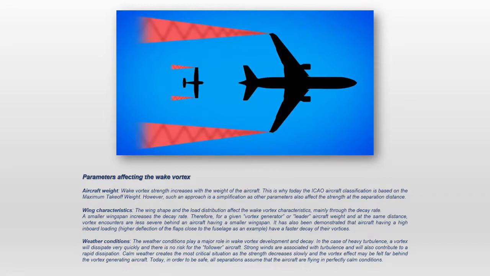Weather conditions. The weather conditions play a major role in wake vortex development and decay. In the case of heavy turbulence, a vortex will dissipate very quickly and there is no risk for the follower aircraft. Strong winds are associated with turbulence and will also contribute to a rapid dissipation. Calm weather creates the most critical situation as the strength decreases slowly and the vortex effect may be felt far behind the vortex generating aircraft. Today, in order to be safe, all separations assume that the aircraft are flying in perfectly calm conditions.